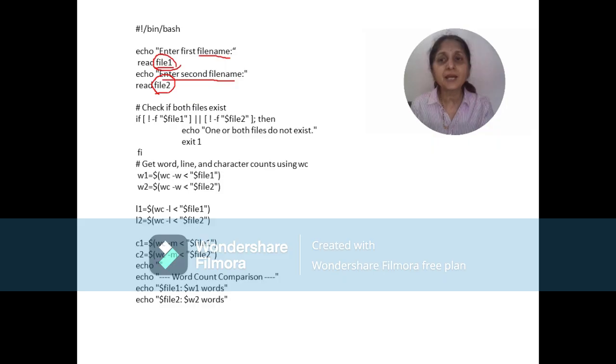Okay, so now we have the first file and we have the second file, where we have stored the first file in the variable file1, and we have stored the second file in the variable file2. What is the next step? Next step is to check whether these two files exist or no. So let's do that.